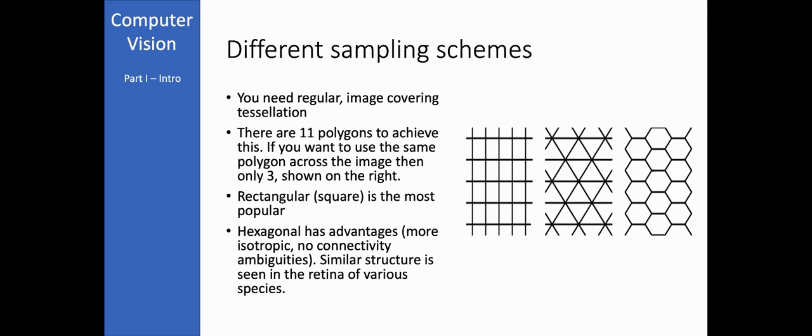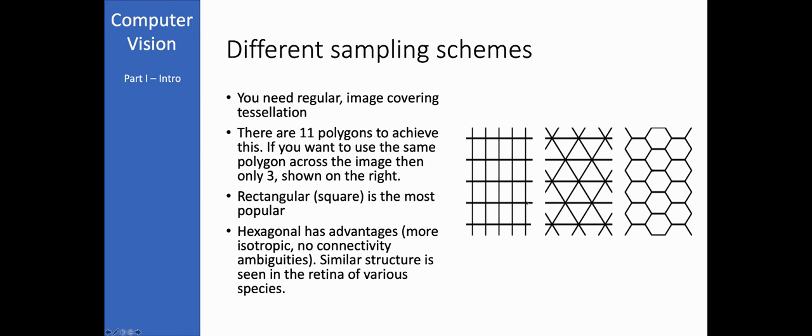In theory, you only need regular and image covering tessellation. And you can actually obtain such an image covering tessellation using 11 different polygons. But if you want to use the same polygon across the image, then you really have only 3 options if you want to have a full coverage. And these options are shown on the right. You have the rectangular grid, the triangular grid, and the hexagonal grid.